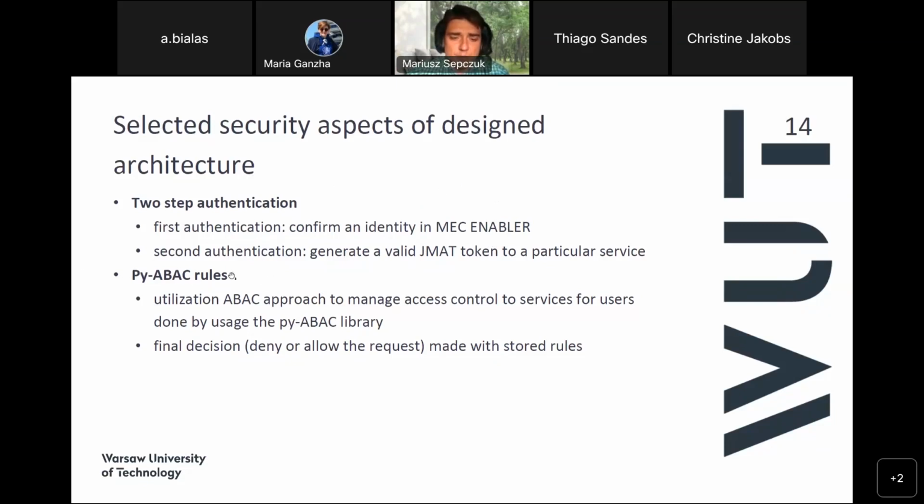And the fourth security aspect involves the access control PI-ABAC rules. So we utilize the ABAC approach to manage access control to services for users, done by the Python library called PI-ABAC. An incoming request might be denied or allowed with the PI-ABAC policies evaluation, and the PI-ABAC engine evaluates the final deny or allow answer based on the Boolean decision with the rules stored locally or in memory on the servers in which this PI-ABAC is located.